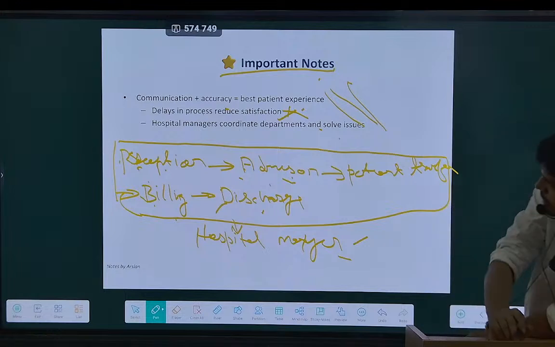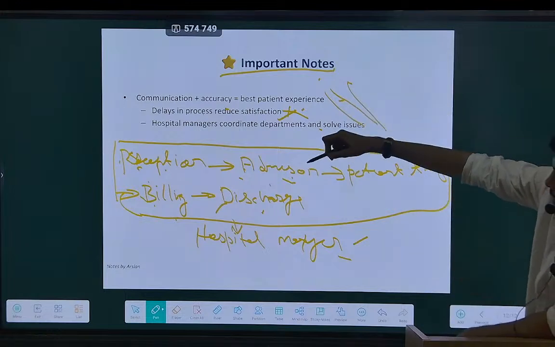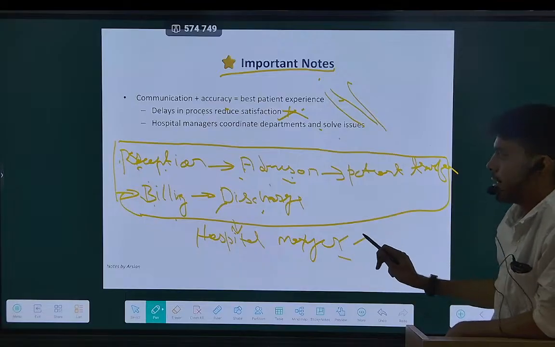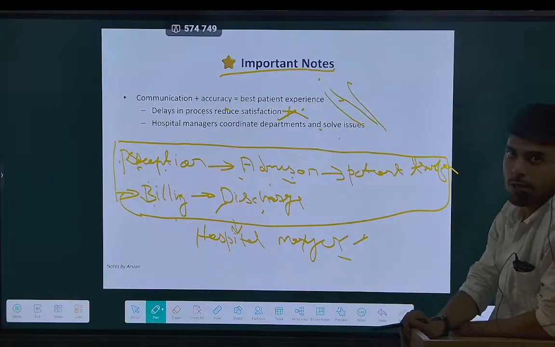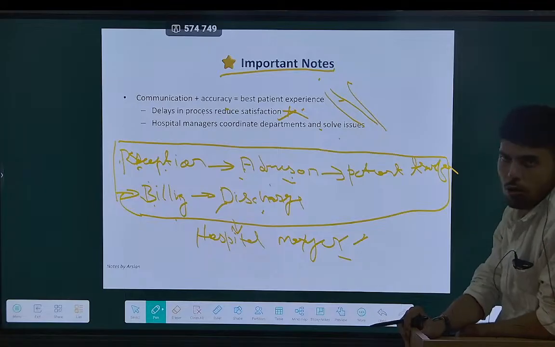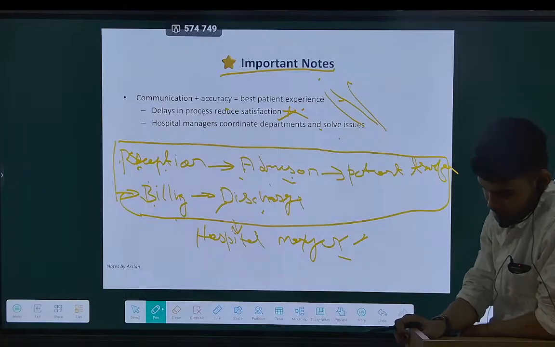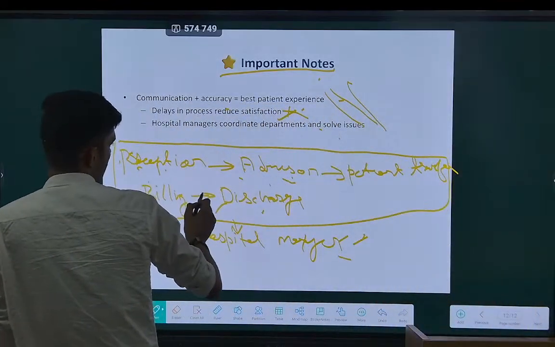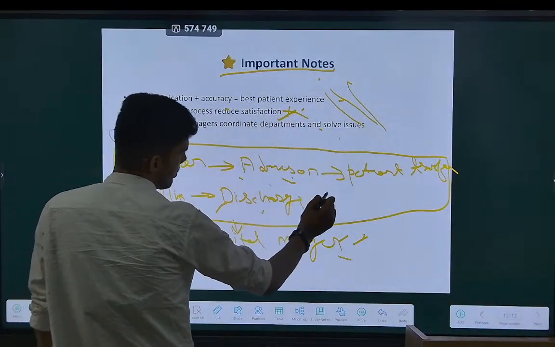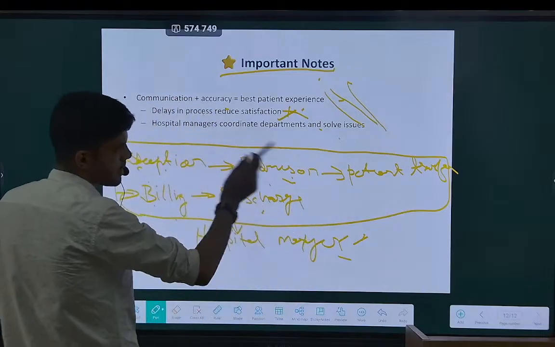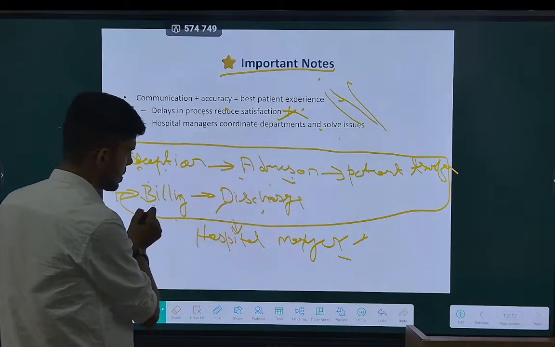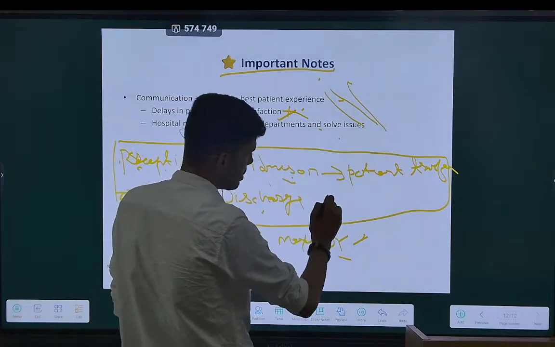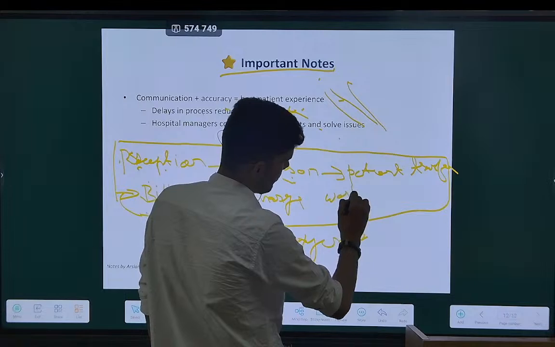And you must be a problem solver. If any problem comes at any level of department, the hospital manager needs to be a problem solver. He needs to look over everything, and always work as a team. If there is no working of team, then all these things cannot run smoothly. To run smoothly, it is very important that all these departments work as a team.